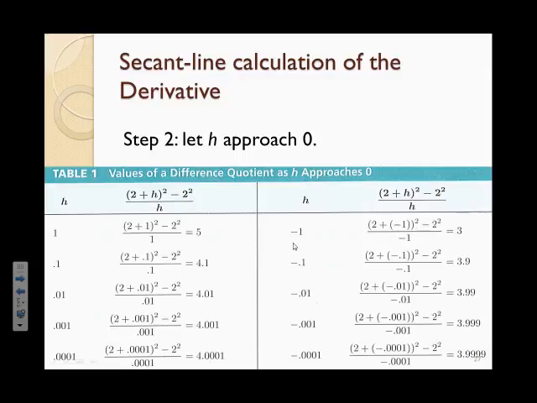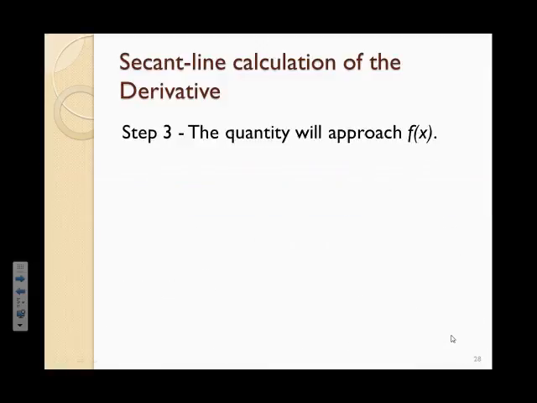When h is negative, that means the other point is less than 2 in this case. If we're using an h of minus 1, the point would be on the left side of our original one. We look at the slope, and with an h of minus 1, we get 3. And as we make the difference between the two smaller and smaller, closer and closer to 0, we see that the slope also approaches 4. So that tells us the slope should be equal to 4. And using the general power rule, we know that it is.